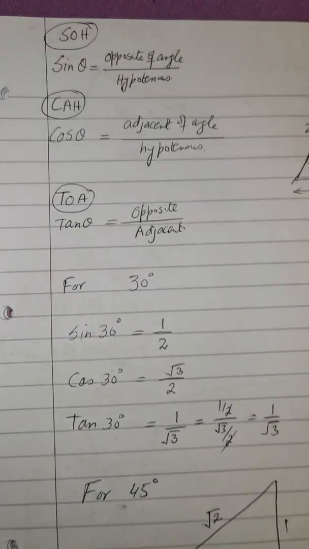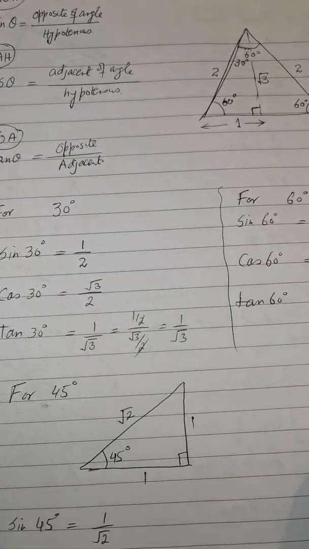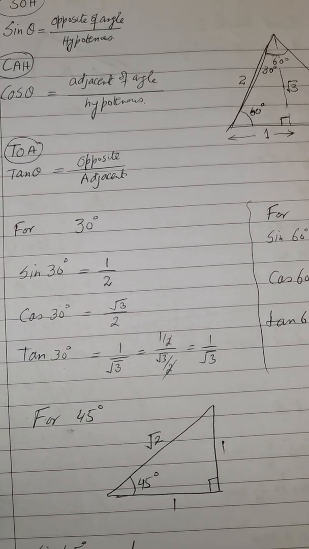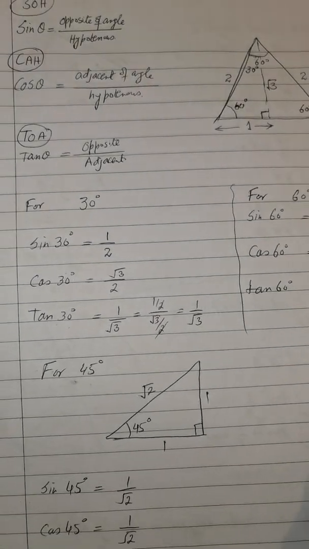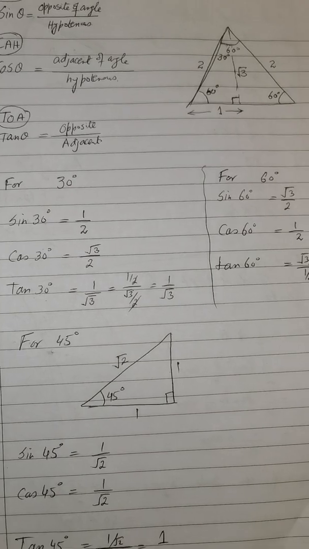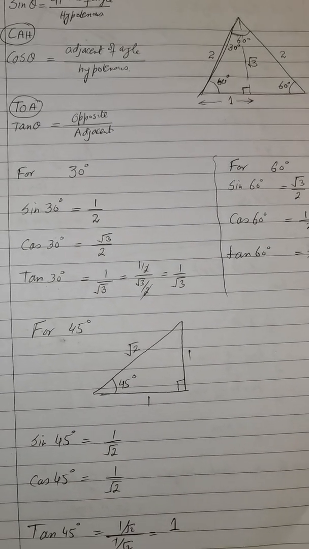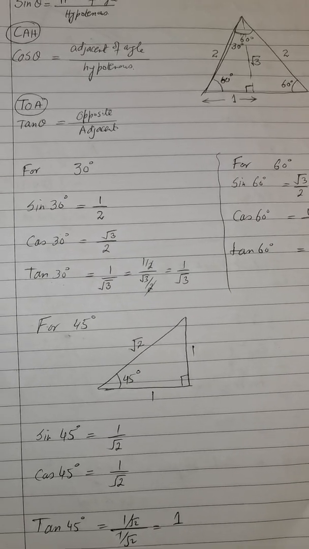Today we will learn about the trigonometric identities. How can we find the values of sine 30, cos 30, sine 45 degree, cos 45 degree? How can we find out these values exactly, and from where do we get the values of these identities?